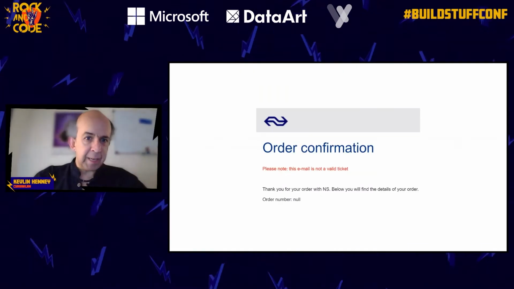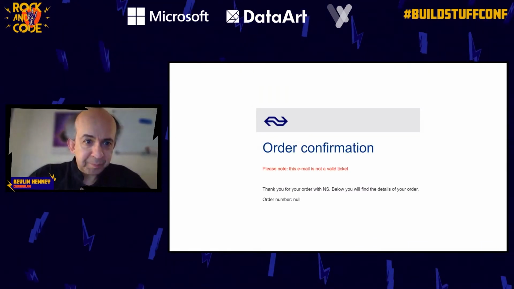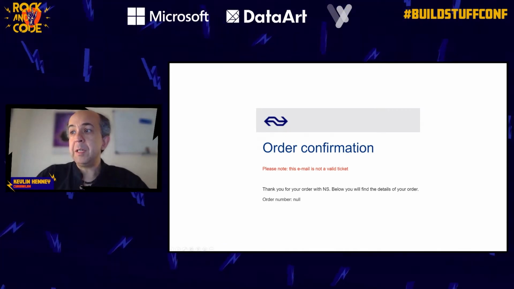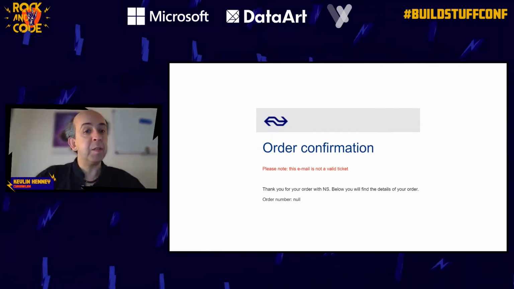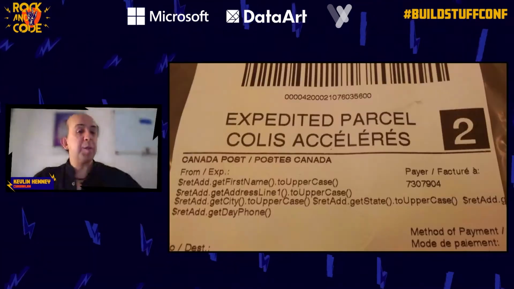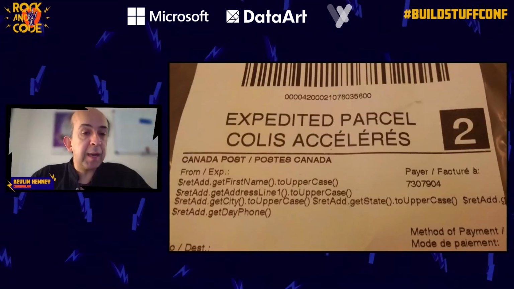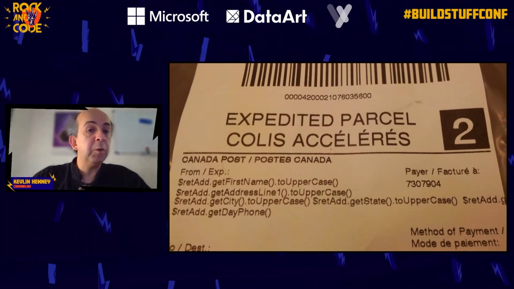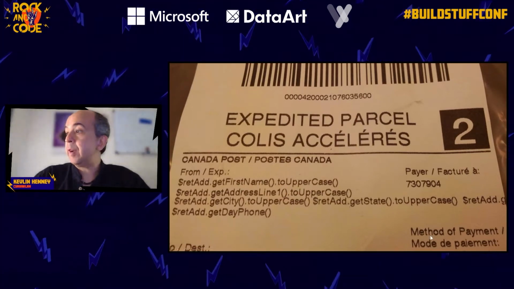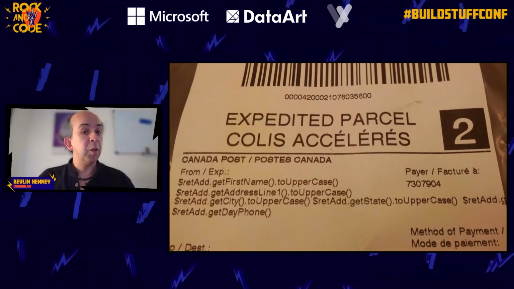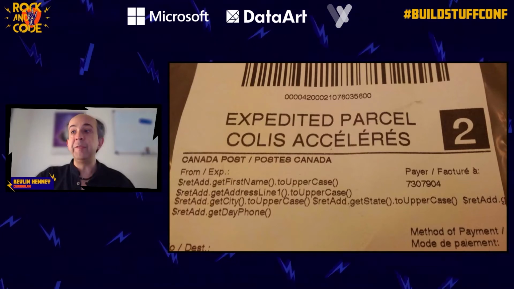More recently with NS, I had this one. Your email is not a valid ticket. That's fine, but my order number is apparently null. At this point, we get the sense that this might well have been written in JavaScript. This one was sent to me by someone in Canada, and it turns out that it is not simply bilingual, English and French. It is trilingual, PHP as well. And we also see the object model being revealed here.